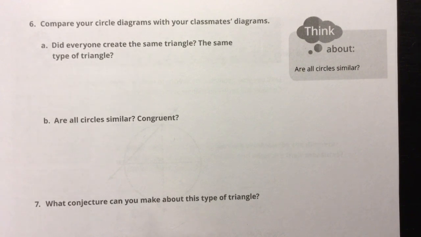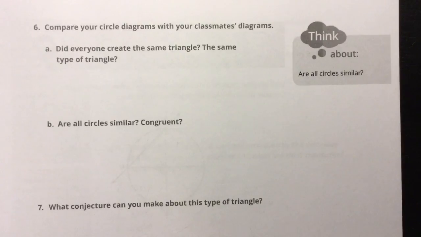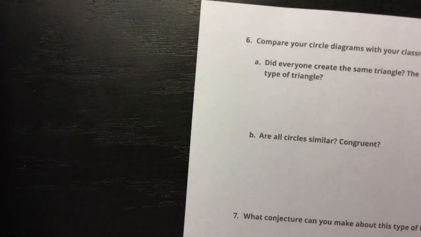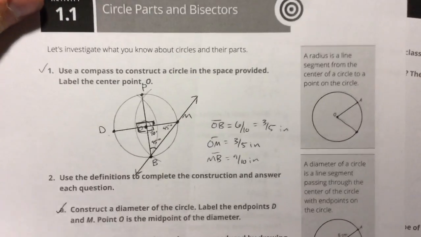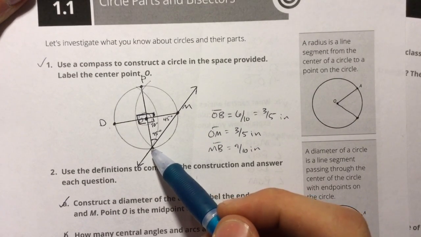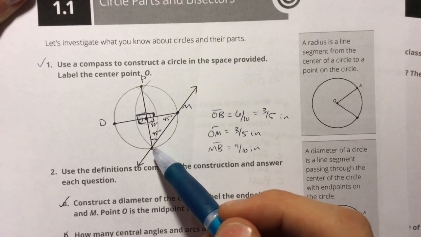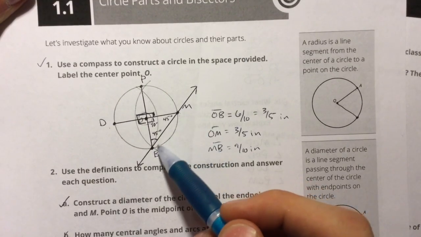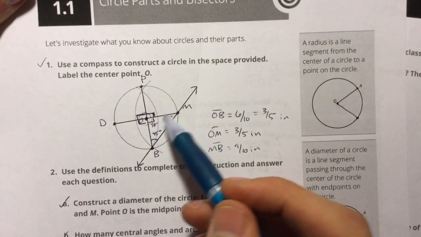So again, I'm going to kind of have to simulate this because I don't have classmates here with me with different diagrams. But did everyone create the same triangle? The answer is going to be no on that one. You can see that on my circle, I connected points B and M together to create this triangle, BOM.